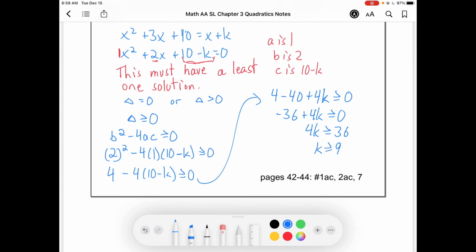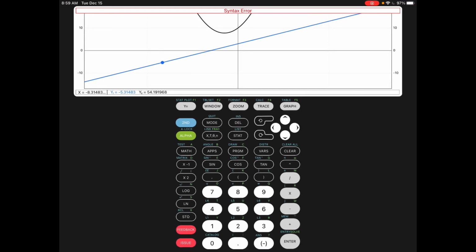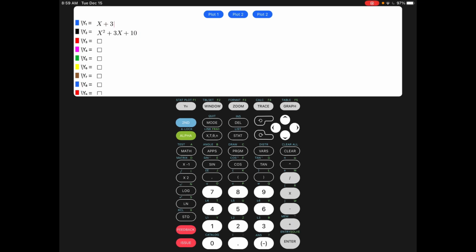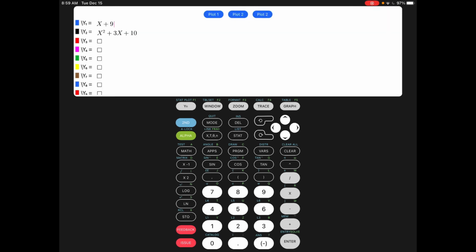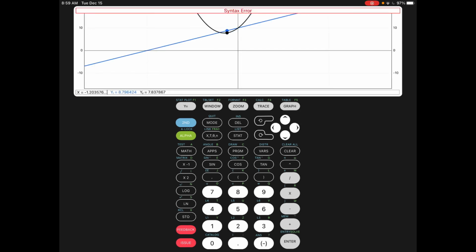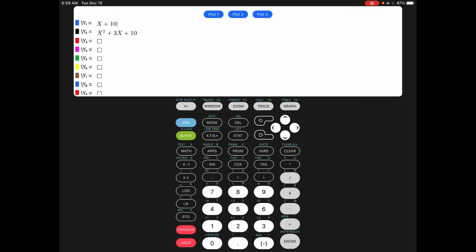I wonder if it's true. Let me put in 9, which is right on the boundary. At 9, there should be one point of intersection. So I've got that original quadratic in there. I'm going to change this linear to x plus 9. Oh my gosh, they do appear to have one point of intersection. It said k is greater than or equal to 9, so what if I put in 10? Will they meet? Yeah, they'll have 2 points of intersection. If I put in 11, they'll still have 2 points of intersection.